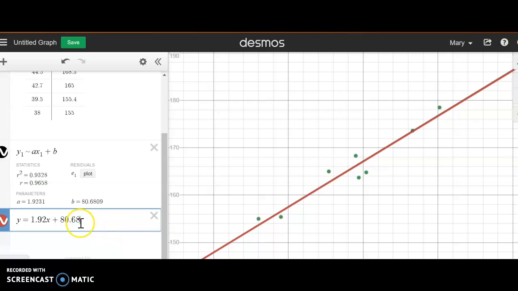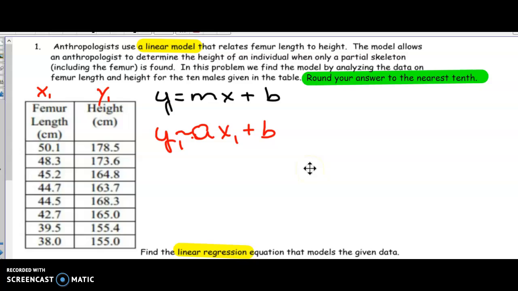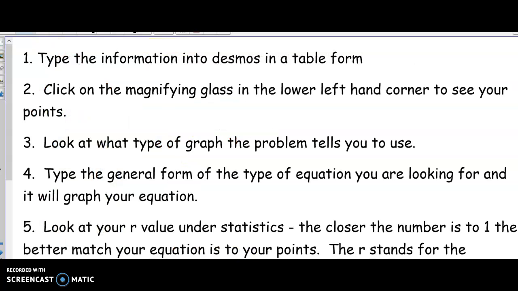So that's my equation. If I look at that, that's a perfect match for what we had. That is my linear equation, or my line of best fit, my regression equation line for the information I was given. So if I come back over here, they want me to find the regression equation that matches the given data. If I go to the next screen, I have this information in there.